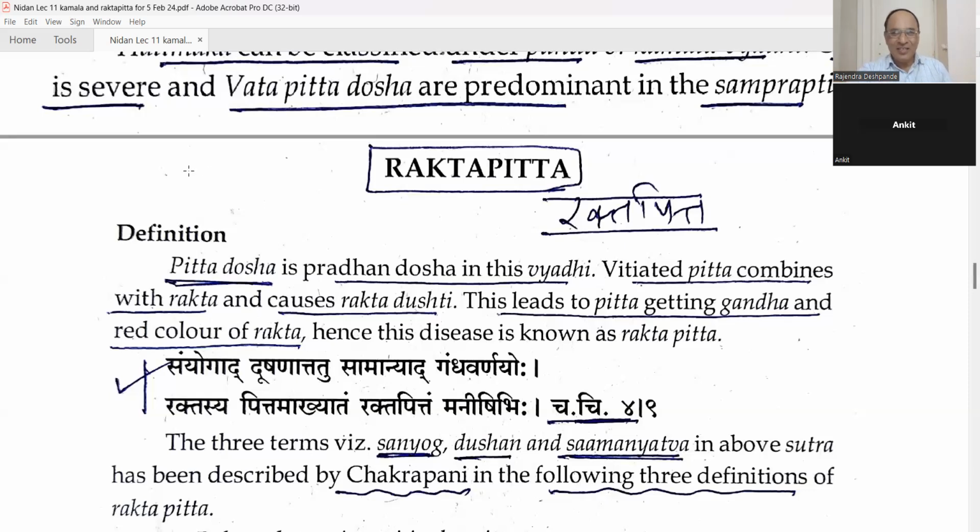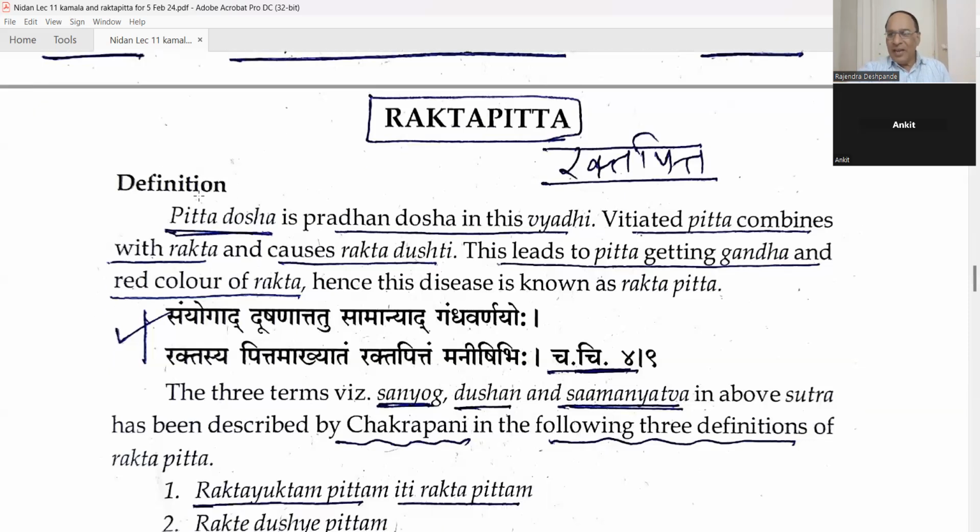Chalo, let us start with Raktapitta. The name itself says there is a problem with the Pitta dosha and there is a problem with the Rakta dhatu. So what is the dosha dushya sammurchana? Pitta is attacking on Rakta. Both, dushya sammurchana has been generated and disease has started.